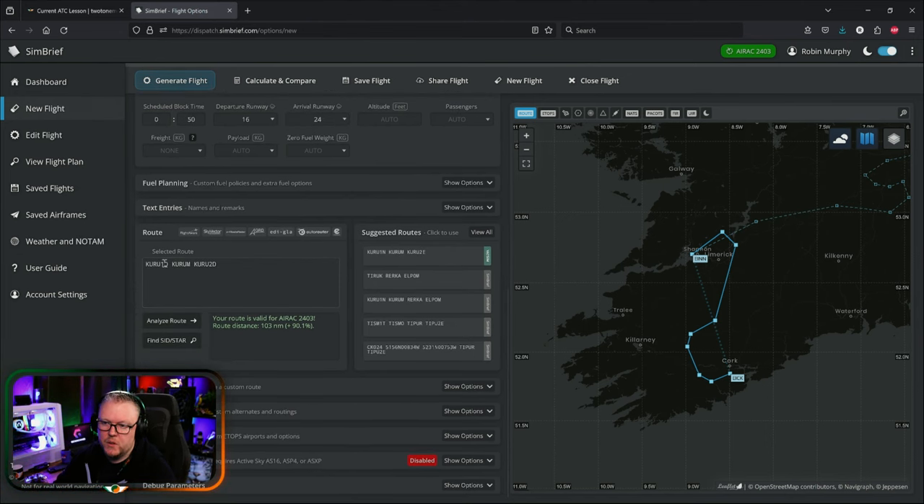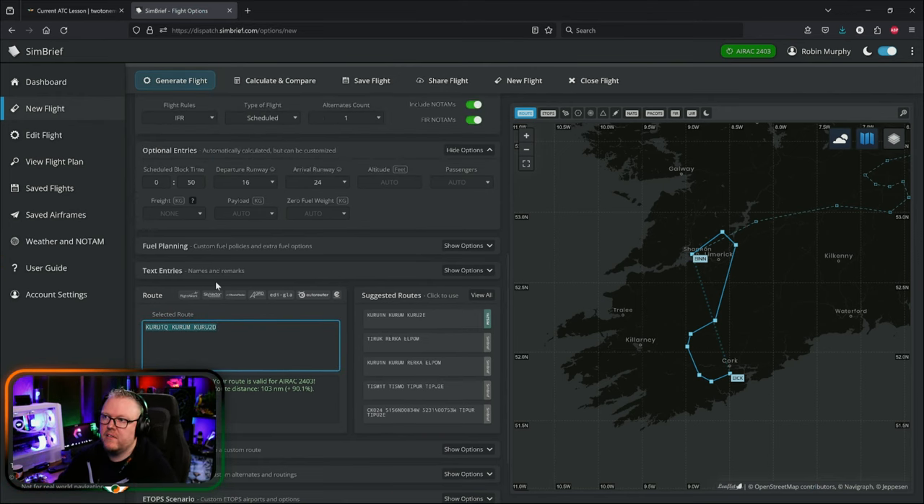All right. Now you can see our route. It's going to be the Curramone 1 Quebec, and then the Curramone 2 Delta arrival. That's our flight plan. Are we happy enough? I'm going to copy that. And I'm going to say, right, file it.